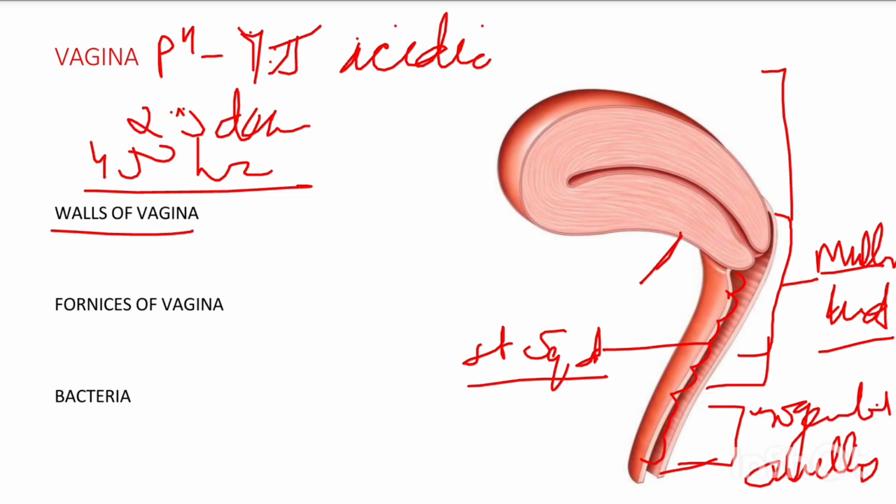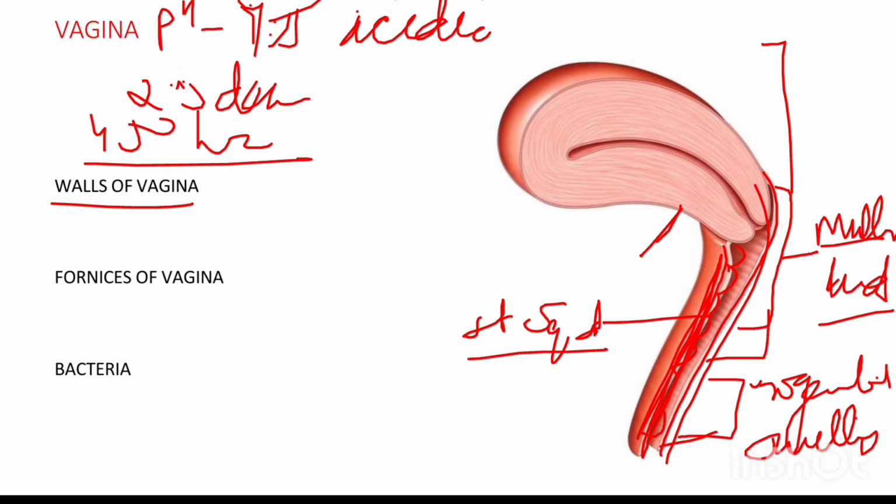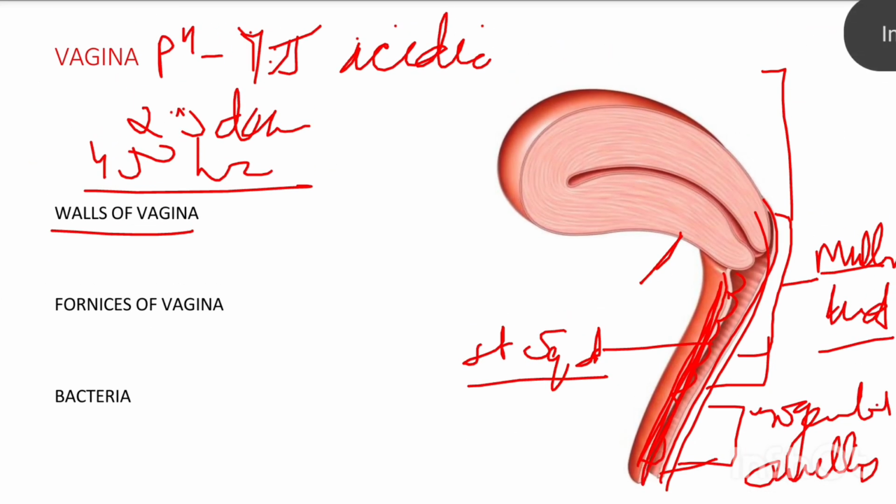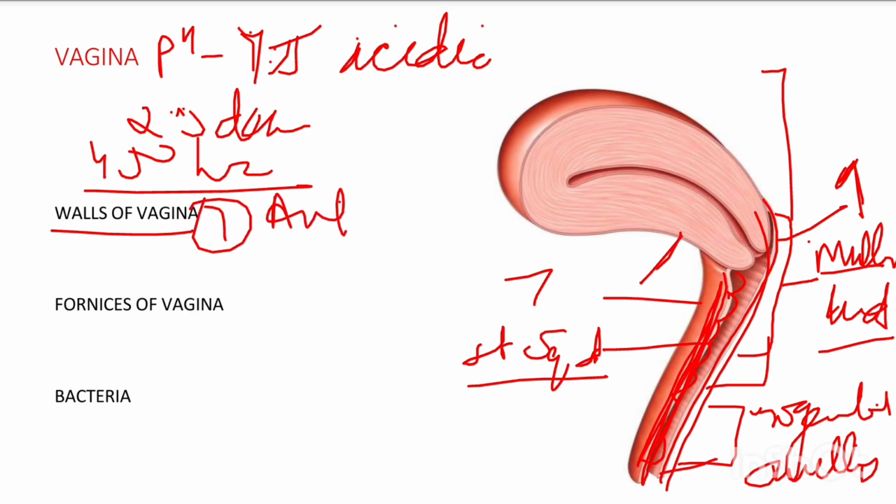Now what is the wall of vagina? This is anterior, and this is posterior. Anterior is slightly shorter as compared to posterior, which is 7 centimeter, and this is 9 centimeter. And there are two lateral walls. These are the four: anterior, posterior, and two lateral walls.